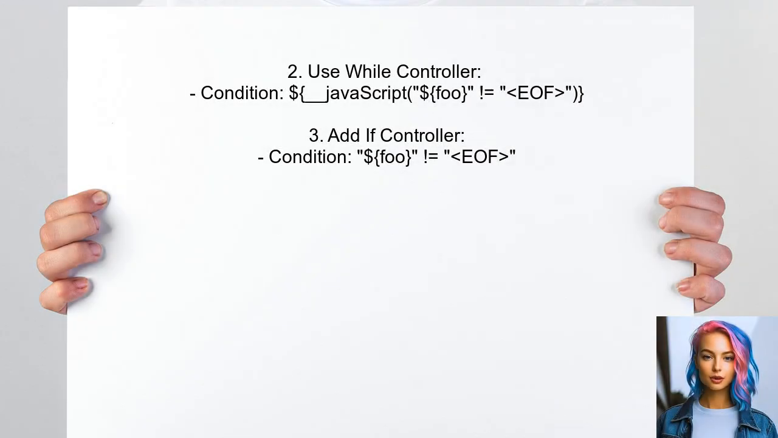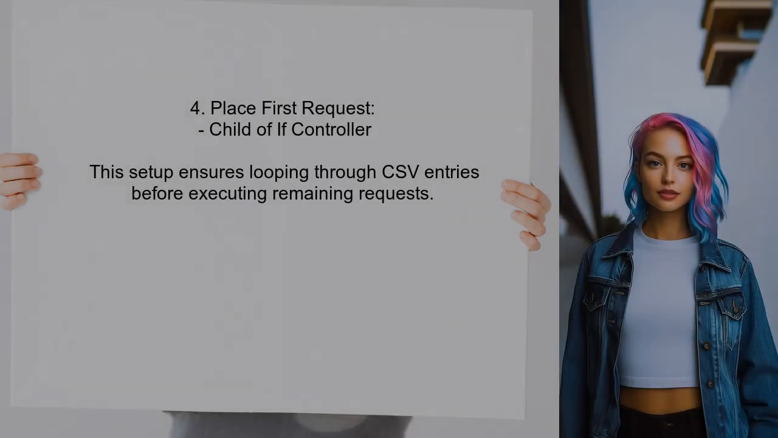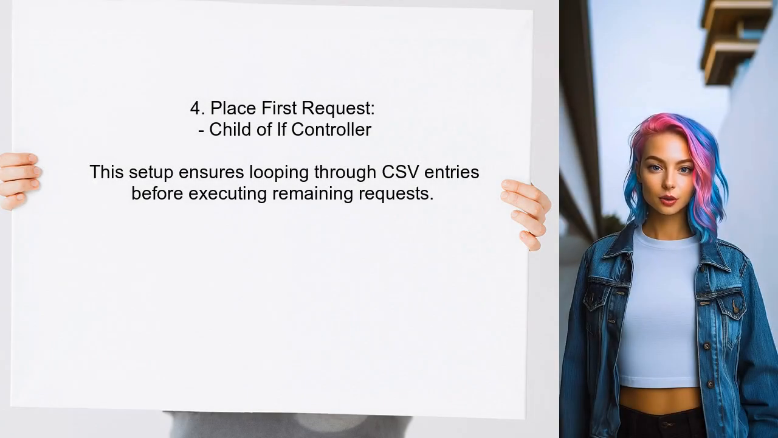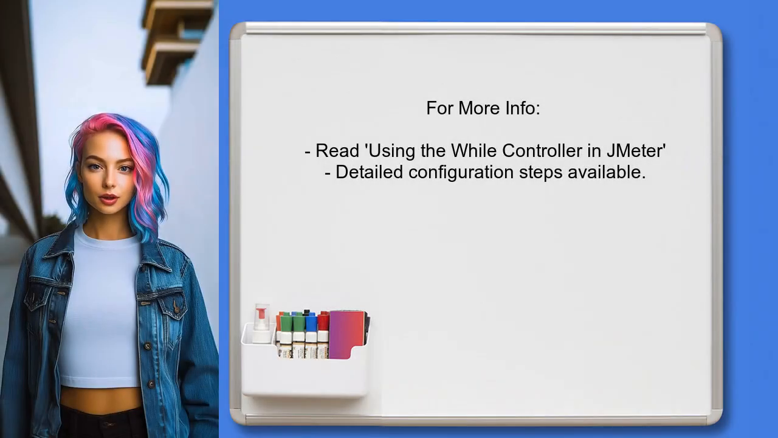Next, place the CSV dataset config under a while controller. In the condition input, use a JavaScript expression to check if there are more entries in the CSV file. Then, add an if controller under the while controller with a similar condition. Finally, place your first request as a child of the if controller. This setup allows JMeter to loop through the CSV entries and execute the first request multiple times before proceeding to the other requests. For more detailed information, refer to the chapter on reading values from the CSV in the Using the While controller in JMeter article.